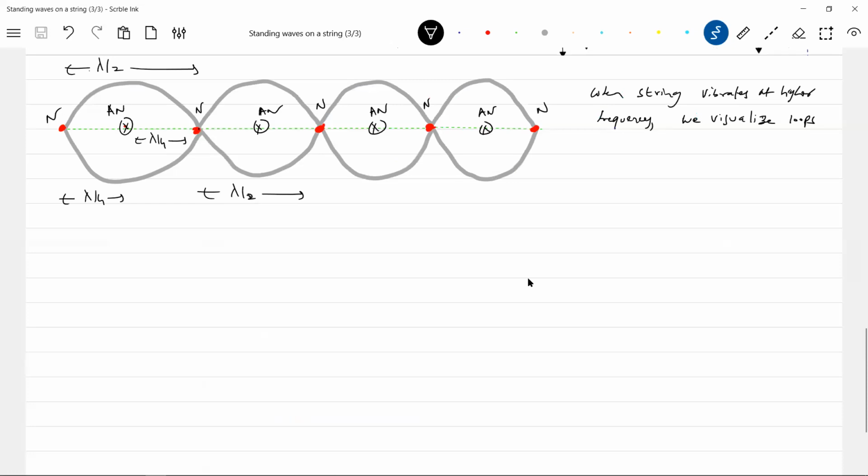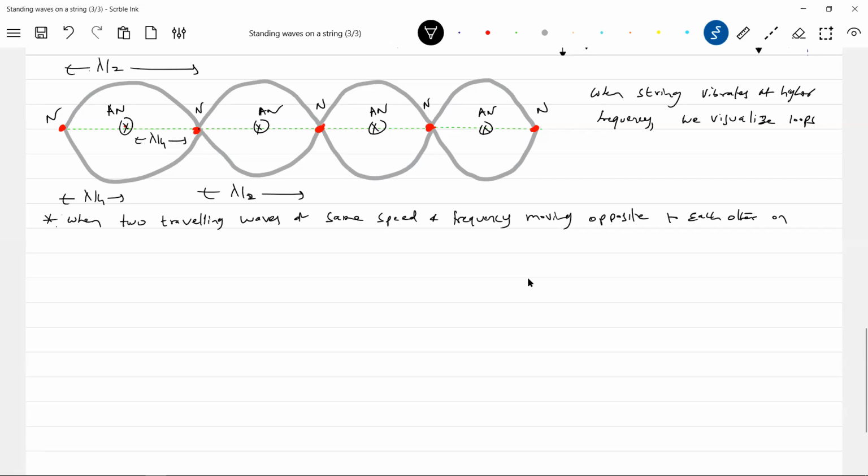Now, when do I get a standing wave? Standing wave, SW here. When two traveling waves of same speed and frequency moving opposite to each other undergo superposition, a standing wave is formed.